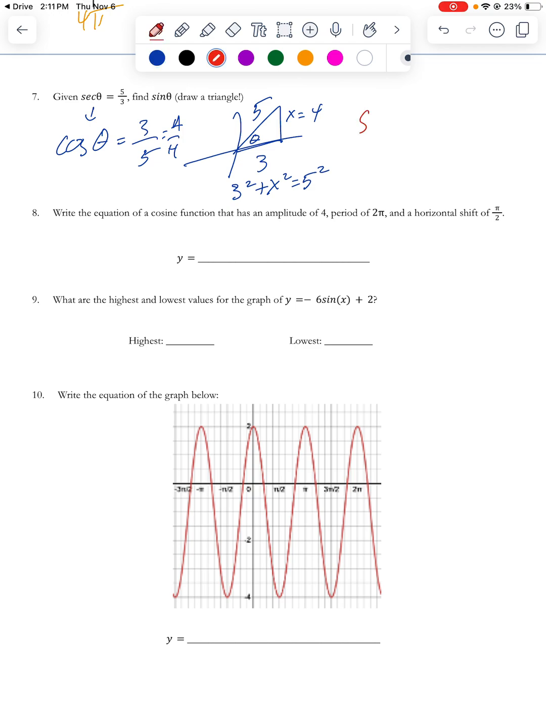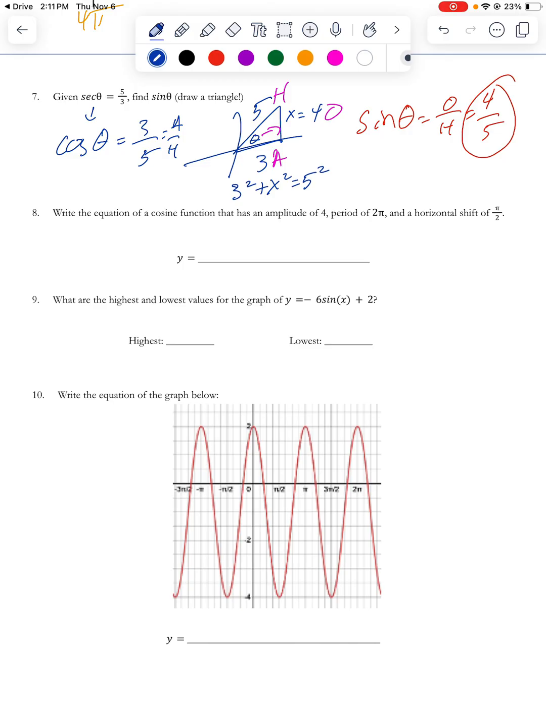It says find the sine of theta. Remember, sine of theta, that's O/h. So in this case, that's 4/5. Because here's my theta, that's opposite, adjacent, hypotenuse.